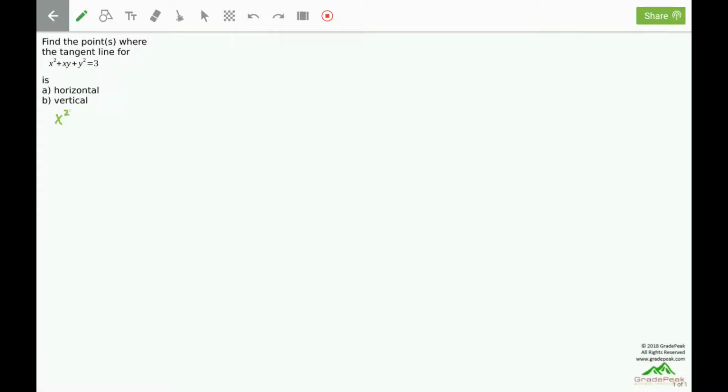We have an implicit equation here, x squared plus xy plus y squared equals 3. It's not solved for y in terms of x, and therefore to find the derivative we will have to find it implicitly. This is done by taking the derivative of both sides with respect to x, indicated by a prime on both sides. On the left side, the first term, the derivative will be power rule, bring down the power, subtract 1 from it. The second term is a product rule.